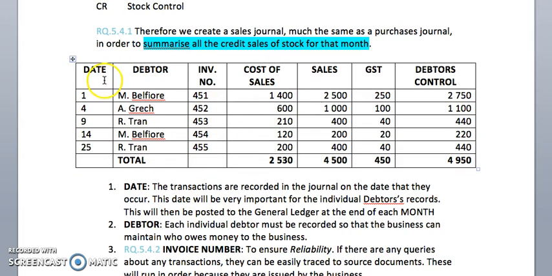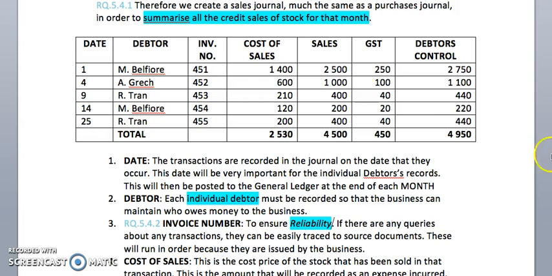So the date that the transaction happens will then be posted at the end of each month. The debtor needs to be the individual debtor's name, and it's recorded so we know who the transaction is between. The invoice number, again, is to ensure reliability. If there's any queries about any transactions, we're easily able to go back and source the document and look at it and assess it. We can use these as well to go back based on our statements of account that we either receive or send. So these will run in order.